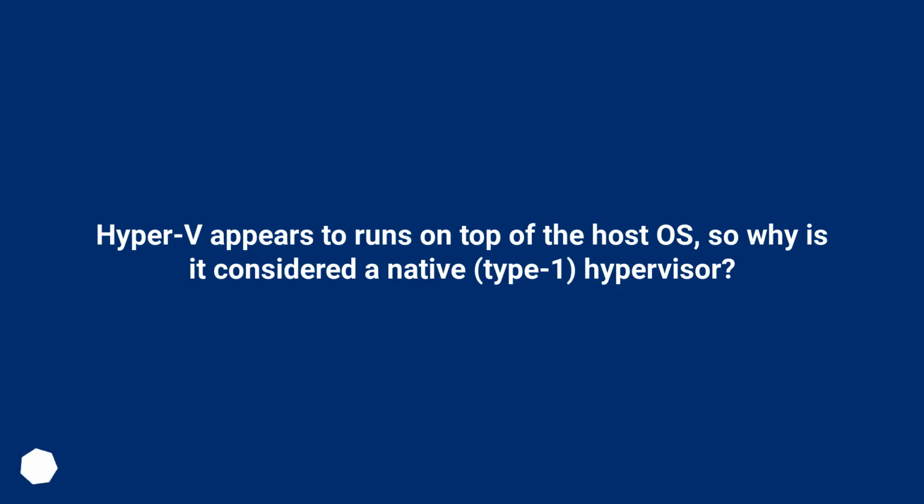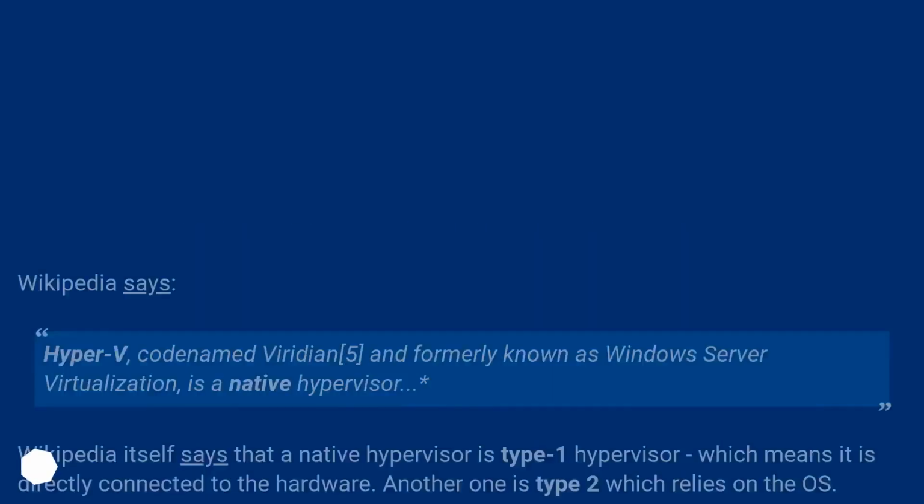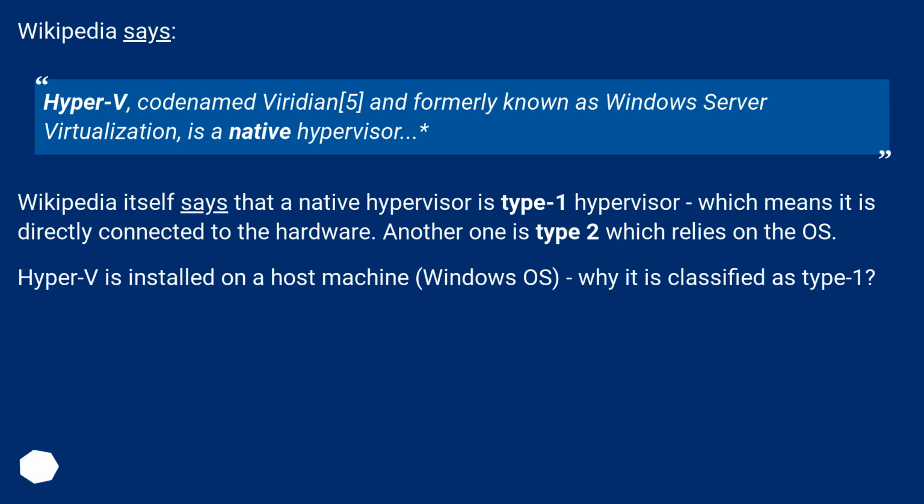Hyper-V appears to run on top of the host OS, so why is it considered a native Type 1 hypervisor? Wikipedia says, "Hyper-V, codenamed Viridian 5 and formerly known as Windows Server Virtualization, is a native hypervisor." Wikipedia itself says that a native hypervisor is a Type 1 hypervisor, which means it is directly connected to the hardware.